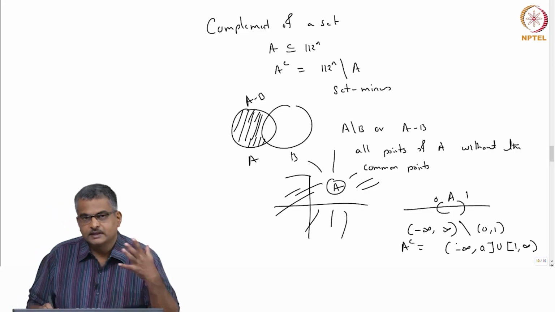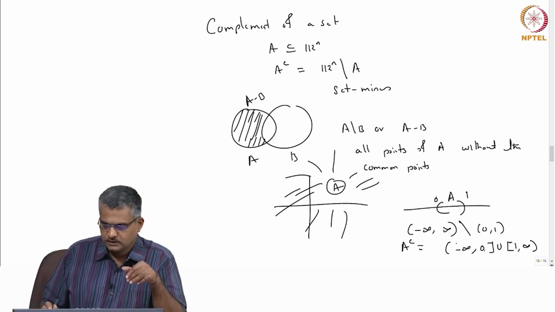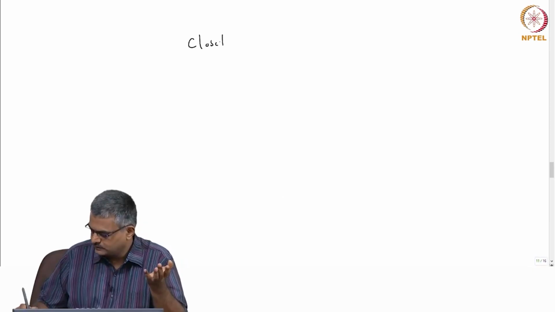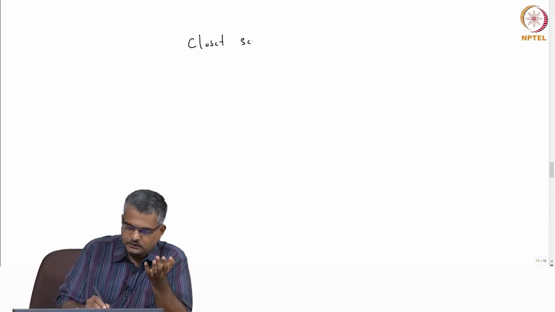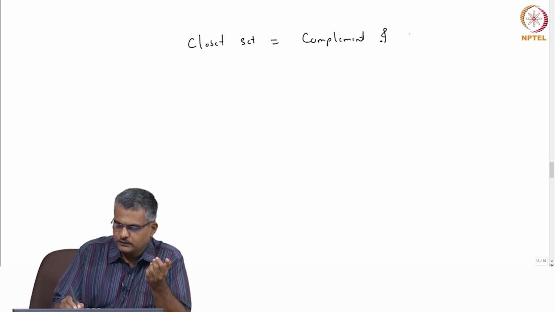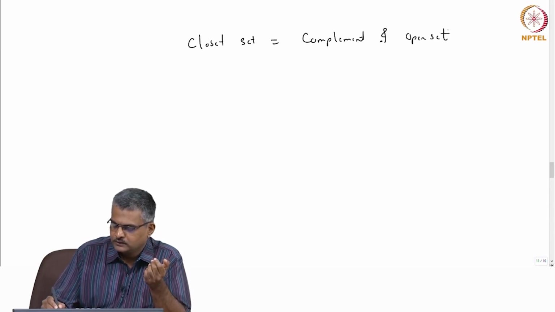So, once you understand the notion of complement of a set, it is easy to define the notion of closed set. The closed set is nothing but the complement of an open set.